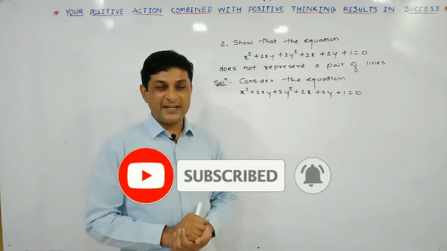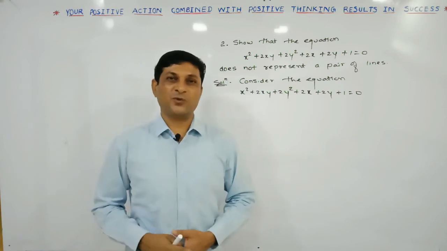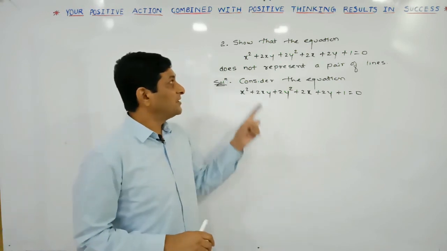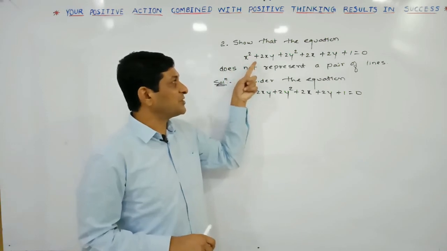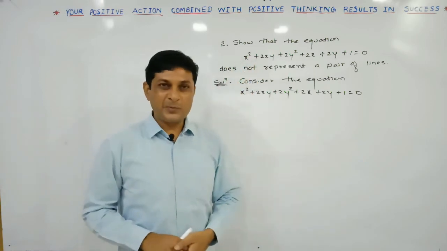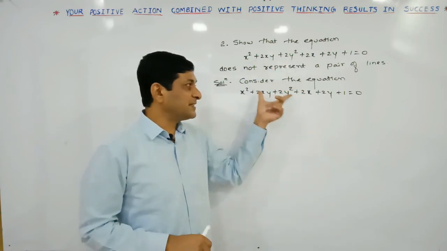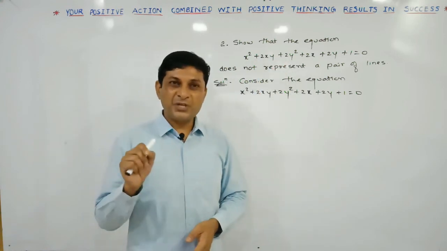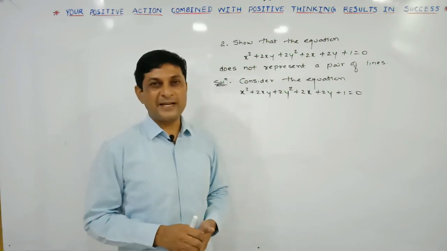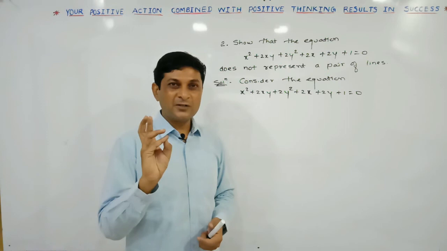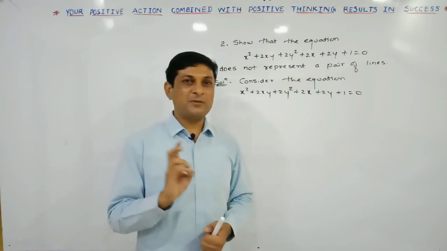Today we are starting example number 2 from exercise 4.3. In this question, we have to show that this general equation does not represent a pair of straight lines. So first we have considered the general equation, and to check whether it represents a pair of lines or not, we have to find out what? Two values. First, find the value of the discriminant.